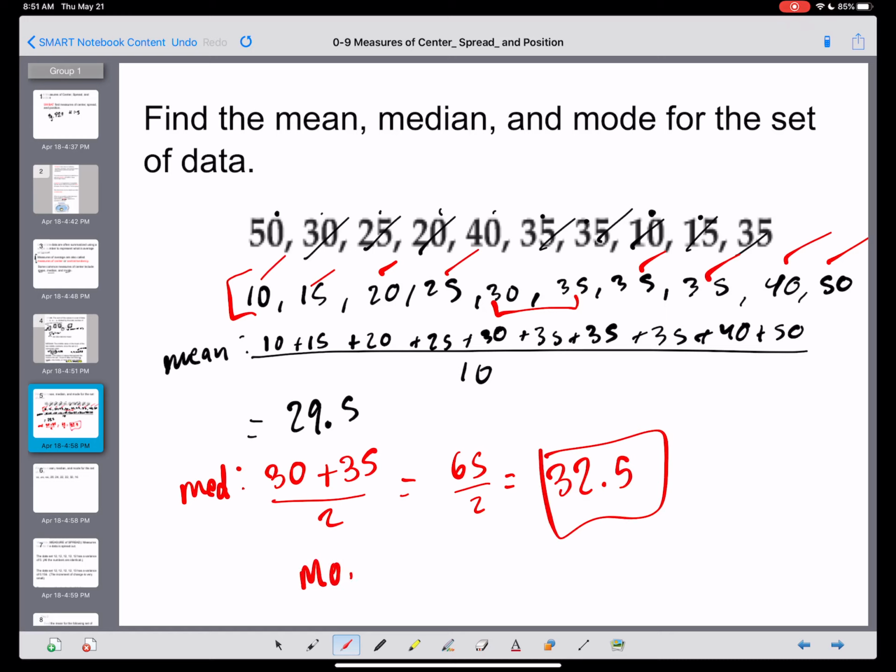And finally, your mode is just whatever number happens the most. So it's 35. There's 3 35s here. Okay. For the median, if there's only one number in the middle, then it's that number automatically. You don't have to add and divide by 2. If there's one number, then that's that number. Okay, moving on.